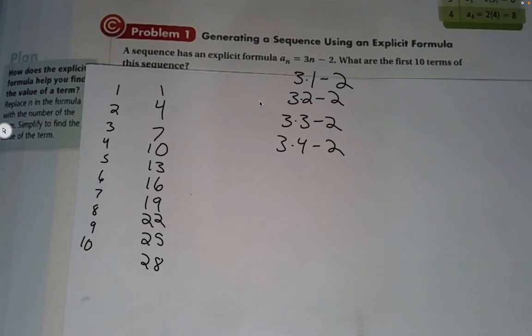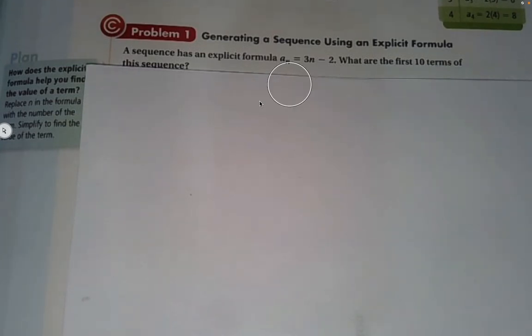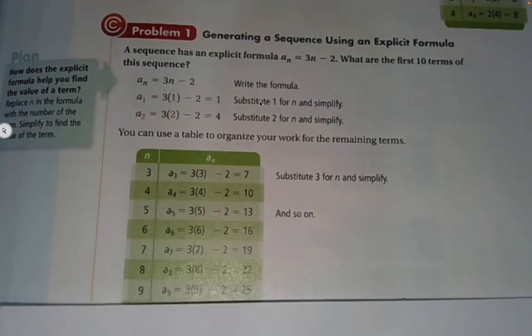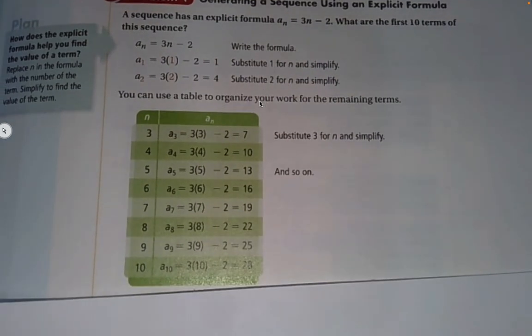All right, the next one. Let me erase. And y'all, they just listed it. I'll show you how they listed all theirs. They just listed them in order. That's all your numbers. It's the first 10 numbers.